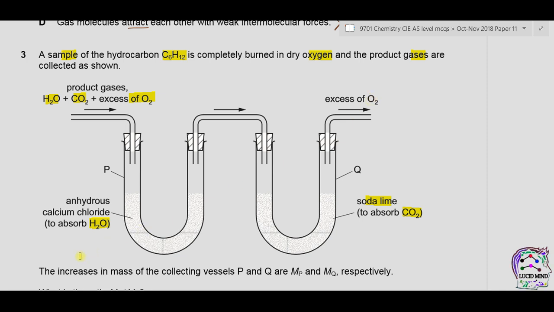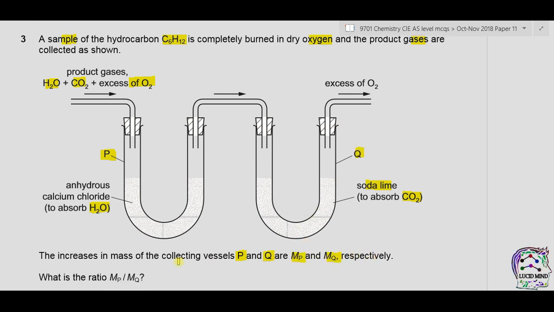The increase in mass of the collecting vessels P, which is the first one, and Q, which is the second one, are mass of P and mass of Q respectively. What is the ratio MP/MQ? The formula of hydrocarbon is given. It is C6H12. Let's write a balanced equation for its complete combustion.